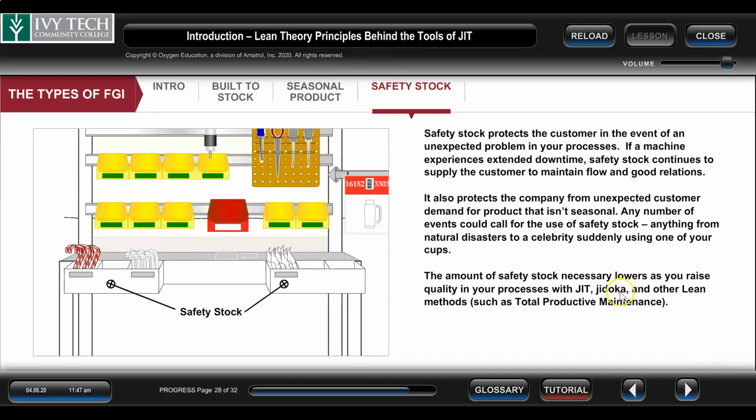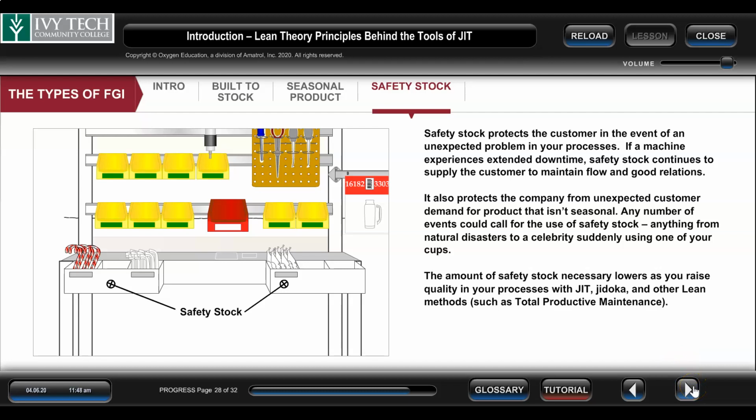Safety stock protects the customer in the event of an unexpected problem in your processes. If a machine experiences extended downtime, safety stock continues to supply the customer to maintain flow and good relations. It also protects the company from unexpected customer demand for product that isn't seasonal. Any number of events could call for the use of safety stock, anything from natural disasters to a celebrity suddenly using one of your cups.